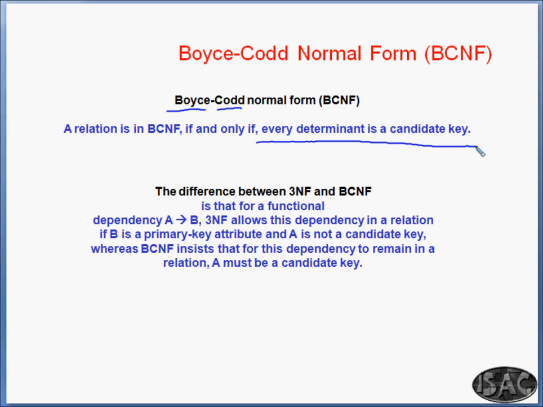Okay. So the difference between 3NF and BCNF is that for a functional dependency A to B, 3NF allows this dependency in a relation if B is a primary key attribute and A is not a candidate key. Whereas BCNF insists that for this dependency to remain in a relation, A must be a candidate key. Okay. So that is the difference between BCNF and third normal form. For developing a database design, third normal form is enough.